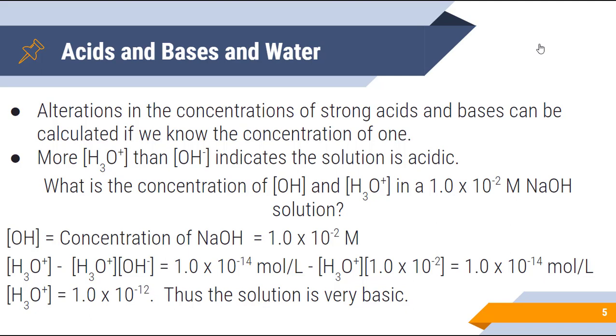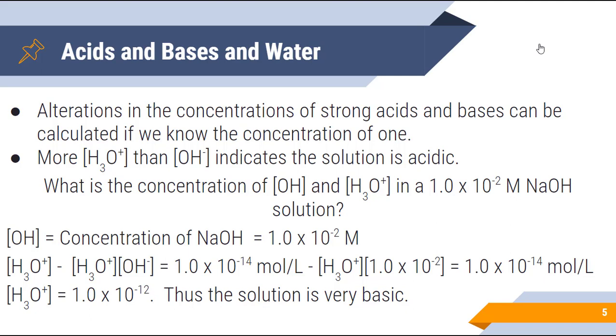I can then plug that into my expression that we talked about previously. H3O plus times OH minus equals 1.0 × 10 to the -14th. So I plug my number in, and what I get is 1.0 × 10 to the -12th. So if you think about it, the solution is going to be more basic because the concentration of OH is 1 × 10 to the -2, and that is much greater than the hydronium ion concentration, which is 1 × 10 to the -12th. Okay?